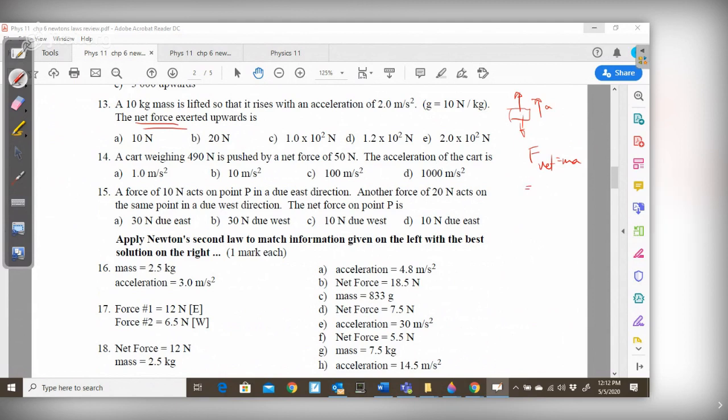So our net force is just going to be our mass, which is 10, times our acceleration, which is 2 meters per second squared, and that's equal to 20 newtons. So the answer is going to be B. If you went through and calculated the force of gravity and what the force of tension would have to be pulling it up, that would come out to be 120 newtons, the 1.2 times 10 squared.